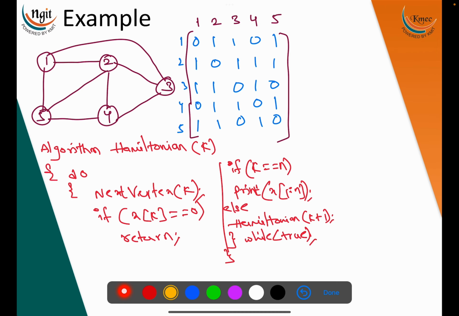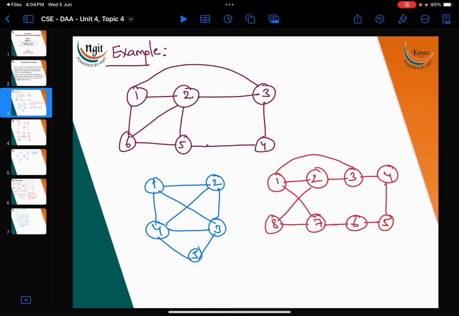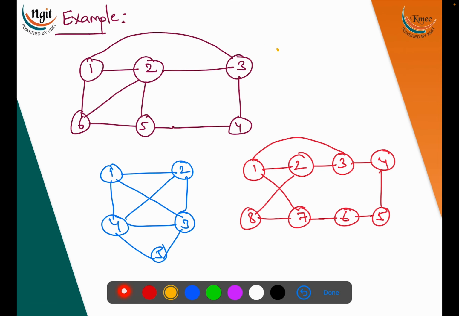And now let's see this one. We'll take an example, and there is one more important thing that I have to talk about. In the previous question paper, this is the question: what is a biconnected graph? And give an example for a biconnected graph which generates a Hamiltonian cycle.